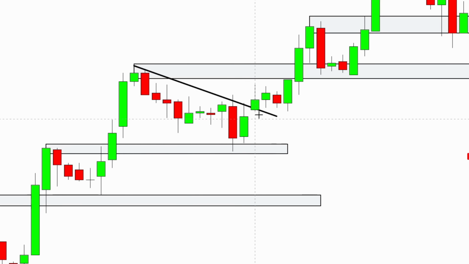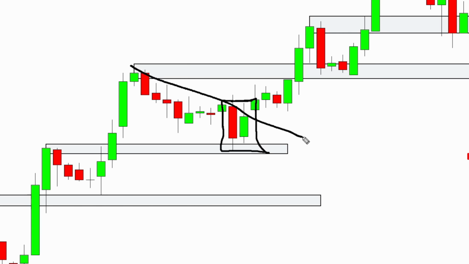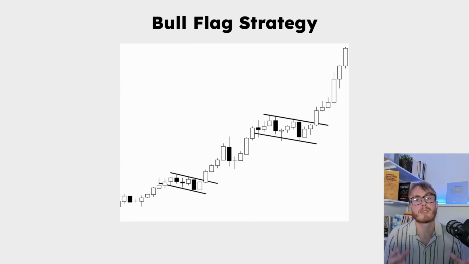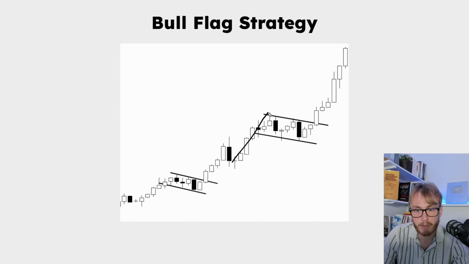So for example, in this case, the test of the support we talked about earlier, this test right here, was, at least in my opinion, a much better buy signal compared to the signal from the bull flag. To show you guys a better example of a bull flag, we have one right here. You can see we had an impulsive move, the price went down, tested support, up again as resistance, down again as support, and then we broke the pattern right here.